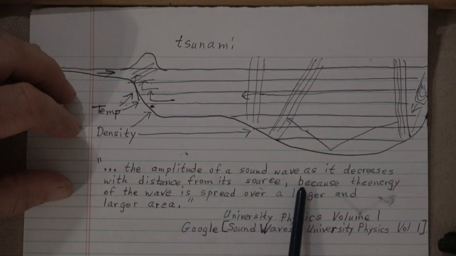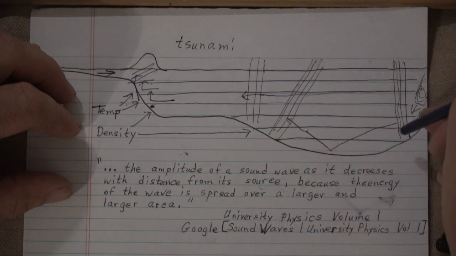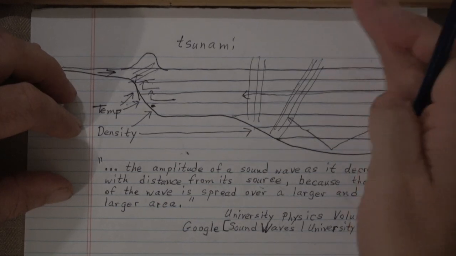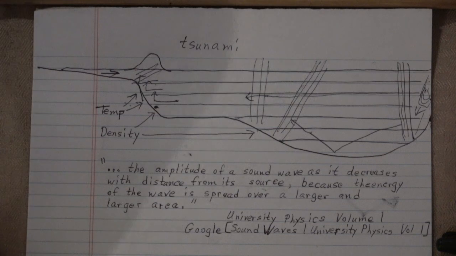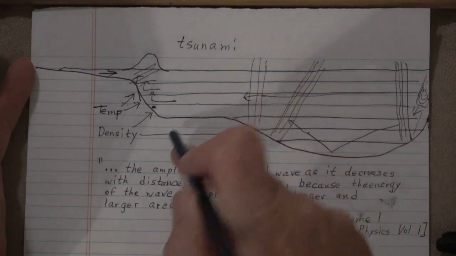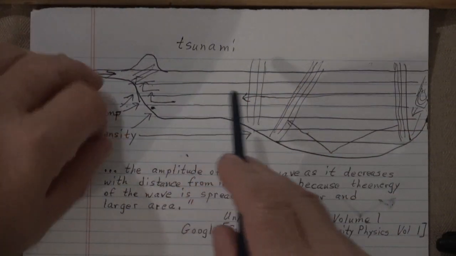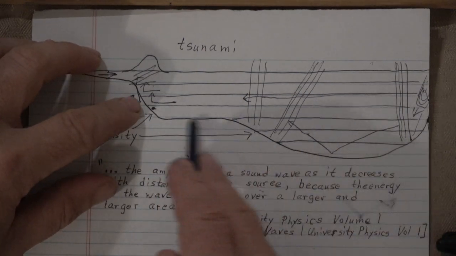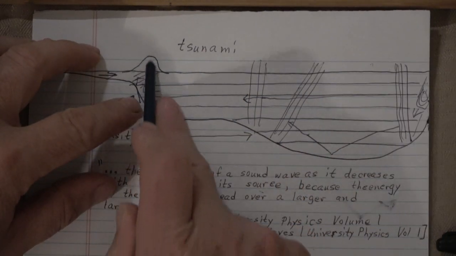The amplitude of a sound wave decreases with distance from its source, because the energy of the wave is spread over larger and larger areas. Well, it is spread over, but it also follows a waveguide. So we have energy being transferred through waves. Now the waves have the energy and they're being spread out. The bottom of the ocean is working as a guide, and a large portion of that energy is coming through and making it to here, transferring up.